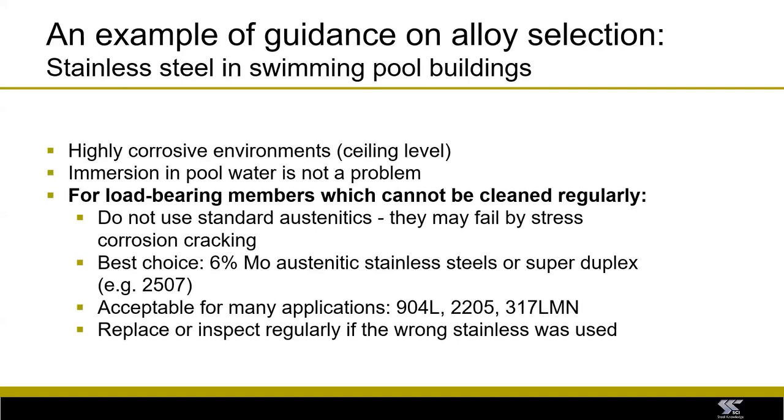You should not use 304 or 316, but a considerably more highly alloyed stainless steel, such as the super duplex or 6% molybdenum austenitic stainless steels. If you are put in charge of inspecting a pool that does have 304 or 316 in load-bearing members that can't be cleaned regularly, then they really need to be replaced or inspected very frequently. That's an example of alloy selection guidance.